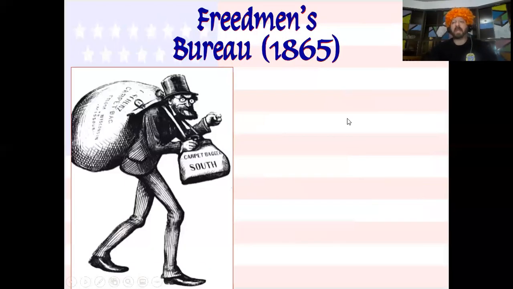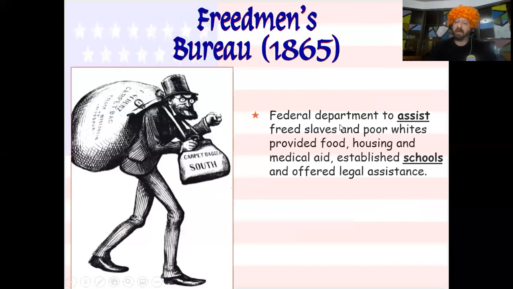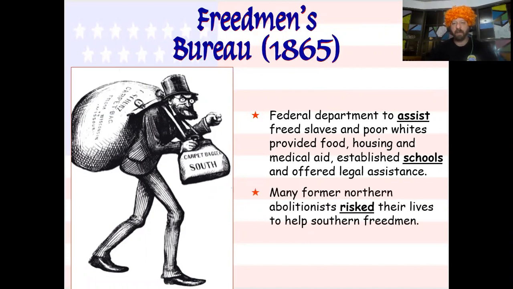All right. So one of the key things that Lincoln did institute is what's called the Freedmen's Bureau. Now, the Freedmen's Bureau was important for a number of reasons. This picture shows the carpetbaggers that came down south, and there were a lot of negative things that came about from the Freedmen's Bureau, but there were also some really good positive things as well. It was a federal department designed to assist freed slaves and poor whites, helping provide food, housing, medical aid, and, big deal, established schools. They also offered legal assistance, but that establishing of schools is one of the really great legacies of the Reconstruction era.